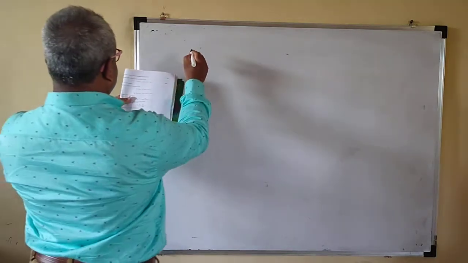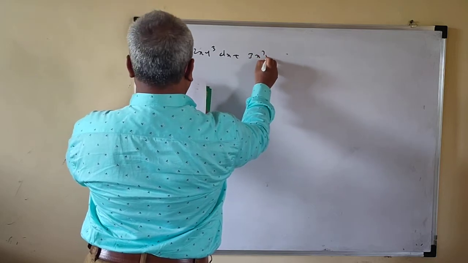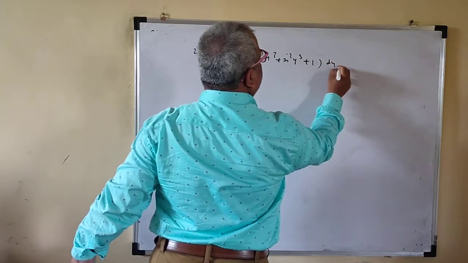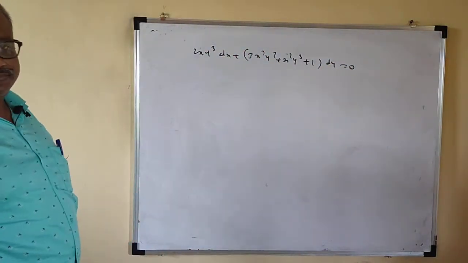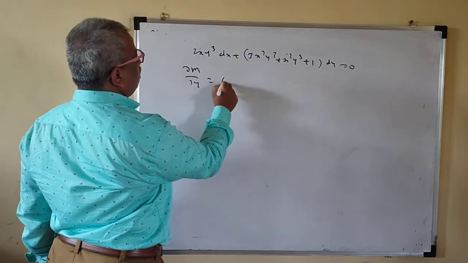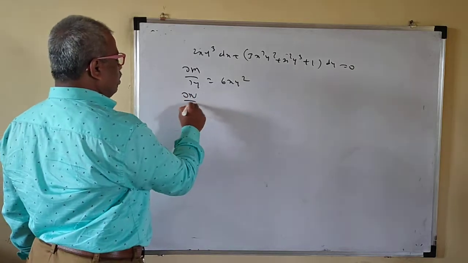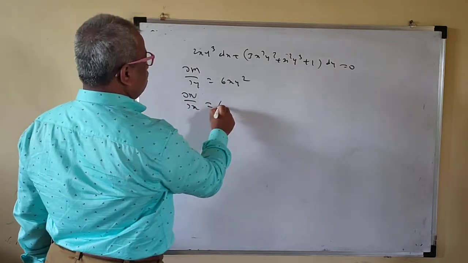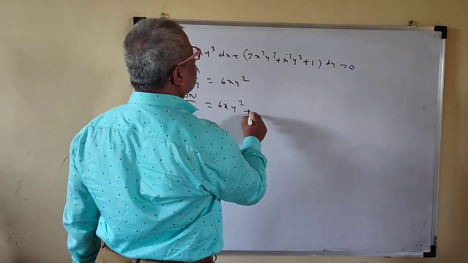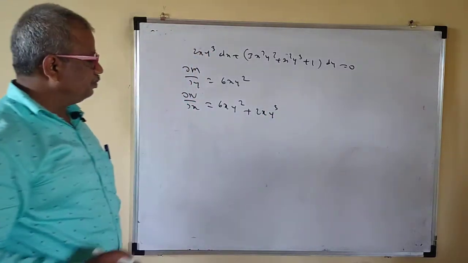Okay. This is our standard form now. 2xy³ dx + (3x²y² + x²y³ + 1) dy = 0. You have to find an integrating factor. So now your ∂M/∂y is what? 6xy². Your ∂M/∂x is what? 6xy² plus 2xy³.